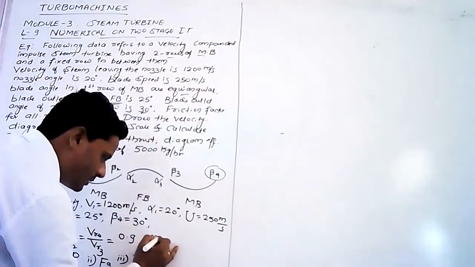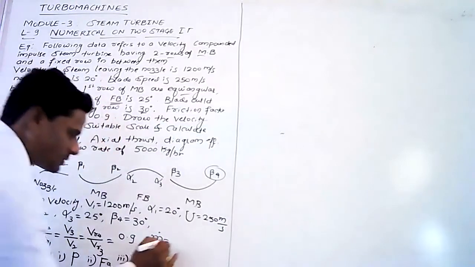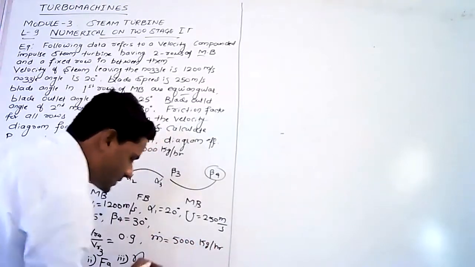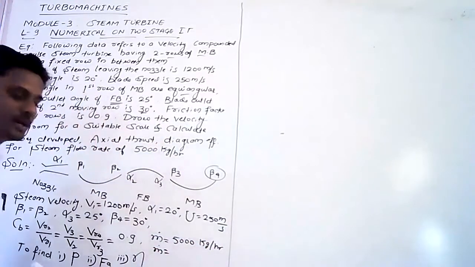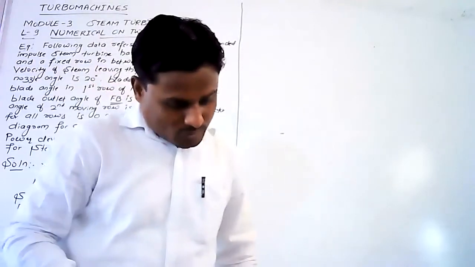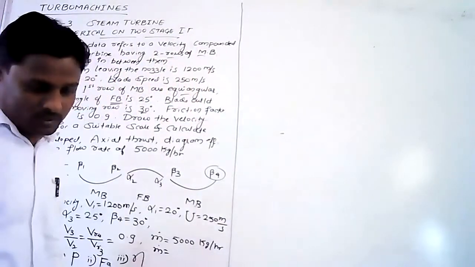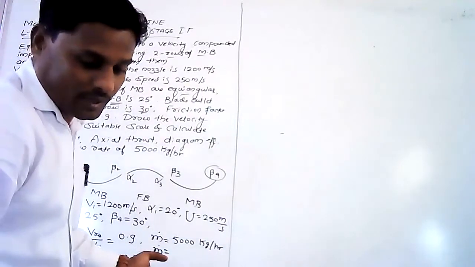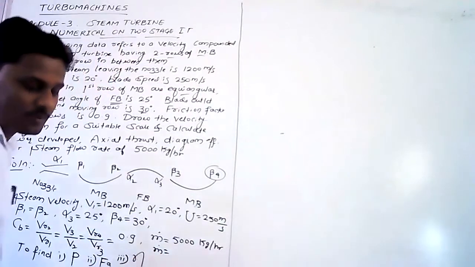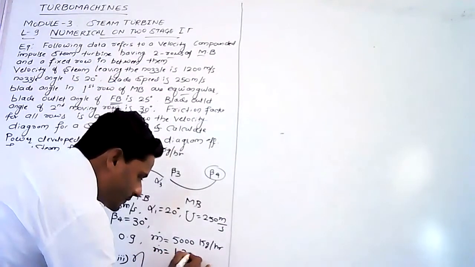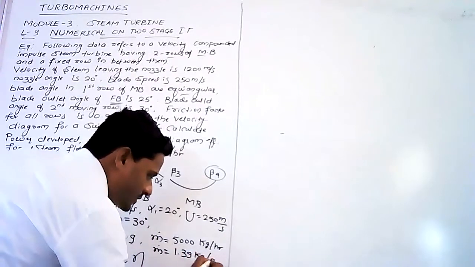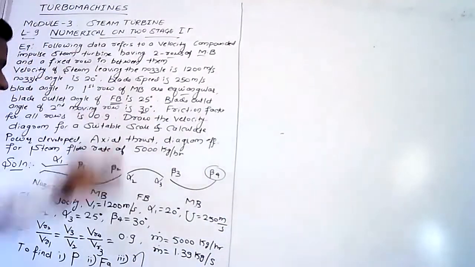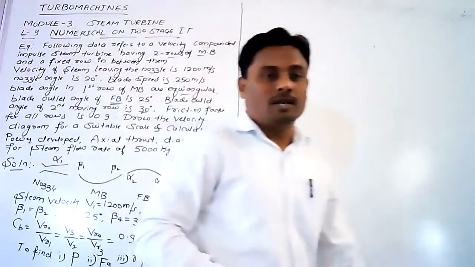So the mass flow rate of steam, m dot, is 5000 kg per hour. If we divide it by 3600, we get the mass flow rate in terms of kg per second, which is 1.39 kg per second. Okay, so this is the overall picture of the numerical.